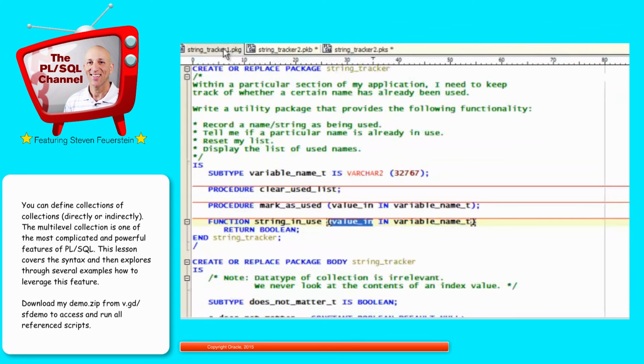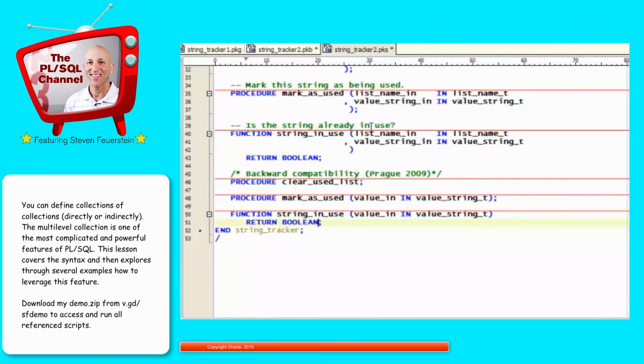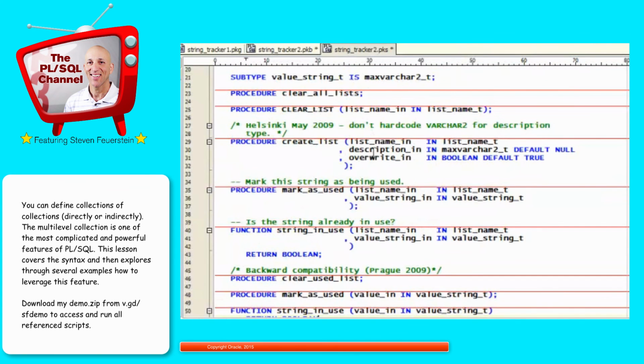So remember, this is my first string tracker package. Mark is used, string in use, and there was no idea of a named list. It was just a single list. I went back to this existing package and I extended it. I added much more functionality, especially specifying the list name for the value string. The problem is that when I made this change, all the existing code that used a string tracker would have been invalidated. Well, that's no good.